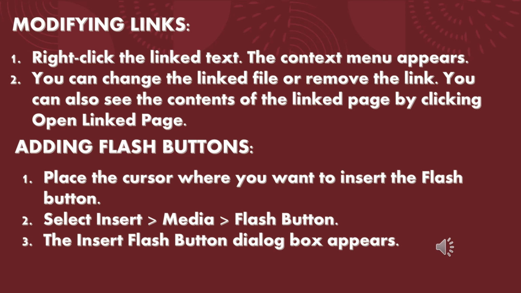Place the cursor where you want to insert the Flash button, on the Common tab of the Insert bar. Select Media and then choose the Flash Button option from the menu. Select Insert, Media, Flash Button. The Insert Flash Button dialog box appears. Select a style for the button. Type the button text. Select the font and font size. Browse the file linked to the button.